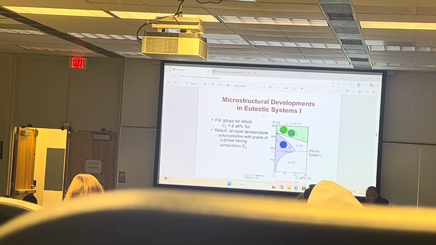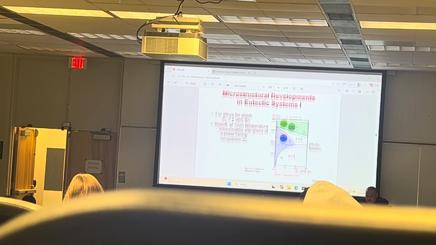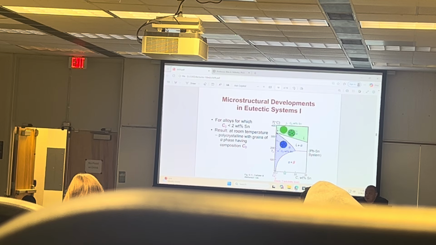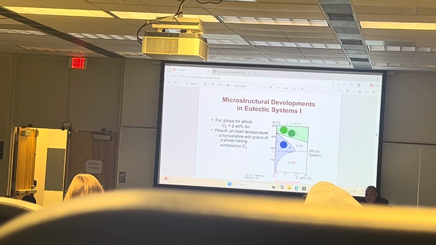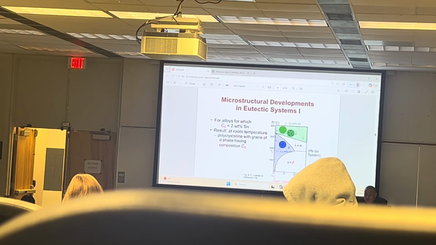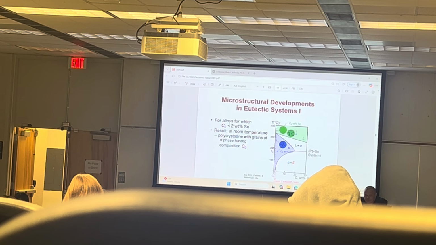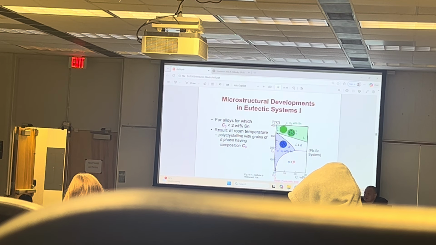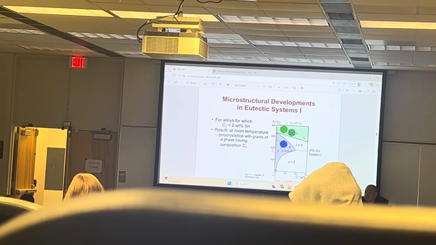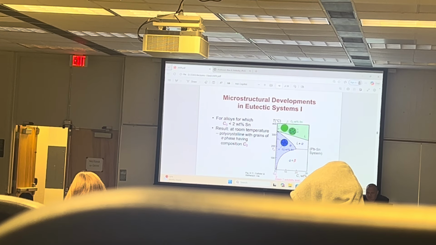Let's take a look at microstructure, how it develops. We start from the liquid, we drop down. The first phase is alpha phase. And it happens when the composition is less than 2% tin. So we take this composition here. And you cannot dissolve anything more, and we're only going to have alpha. You'd start at 2%. You cannot dissolve more than that because this is a single phase region.